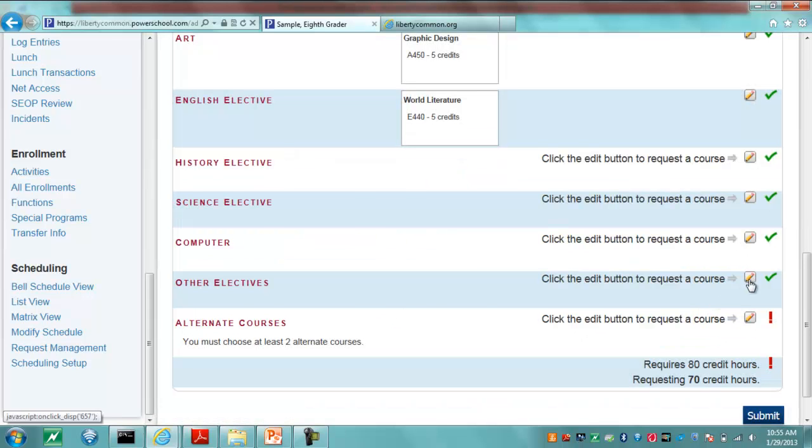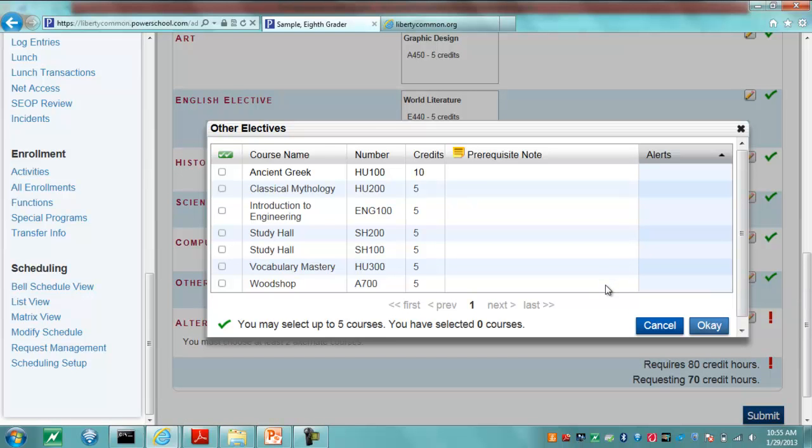Under other electives, now we have some electives such as Ancient Greek, Classical Mythology, and Vocabulary Mastery. There's also a woodshop class there, and Introduction to Engineering is an option. If you want to get started with engineering a little earlier, you do need to be in Algebra 2 or above as a 9th grader to take Introduction to Engineering.